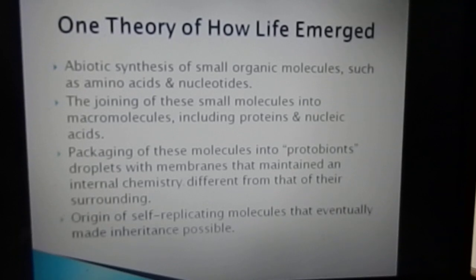The next step is the packaging of these molecules into protobionts. They're basically like water droplets with a cell membrane. Like it says right there, droplets with membranes that maintain an internal chemistry different from that of their surroundings. And then, following that, you have the origin of self-replicating molecules that eventually made inheritance possible. So, if that's a theory of how life started here, then maybe it's possible that life started in these steps somewhere else, in different galaxies, in this galaxy, throughout the universe.